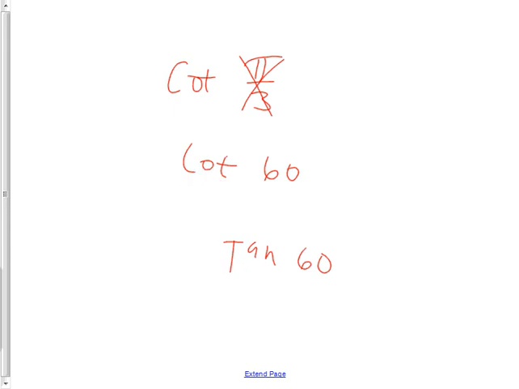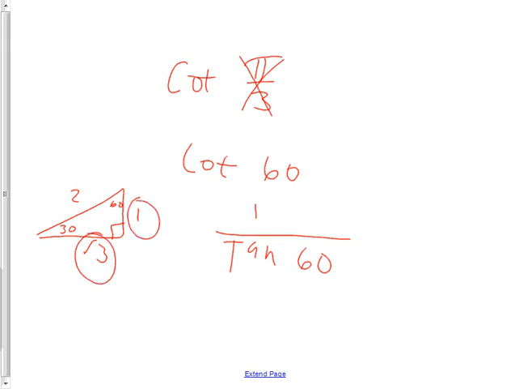Don't do that. You've got to say 1 over tangent of 60 then. Now I can figure out tangent of 60. I go off to the side with my helper triangle, 30, 60, 90, 1, 2, square root of 3. And tangent of 60, tangent is opposite, TOA, opposite over adjacent, square root of 3 over 1. So 1 over the square root of 3 over 1. And now I'm going to flip that, and it'll turn into 1 over the square root of 3.